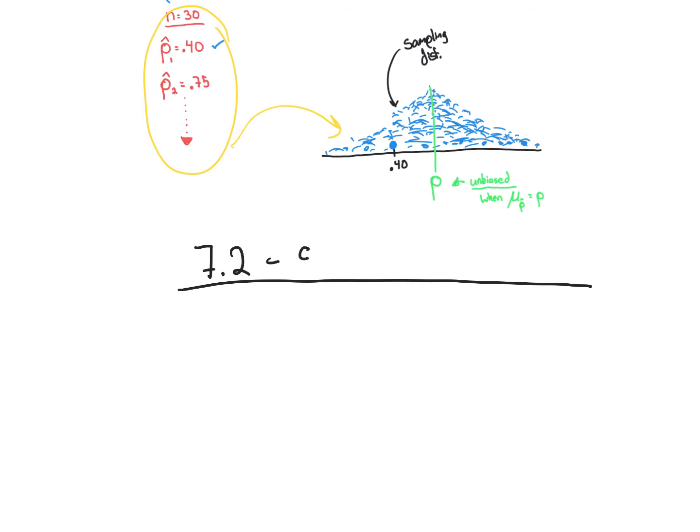All right, so 7.2 is called sampling distributions of sample proportions.